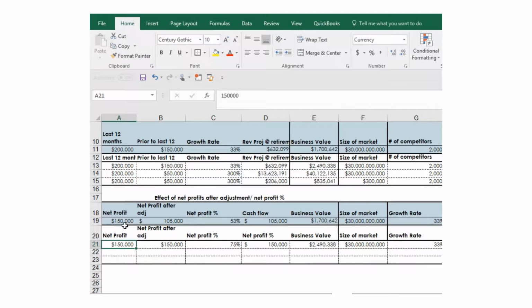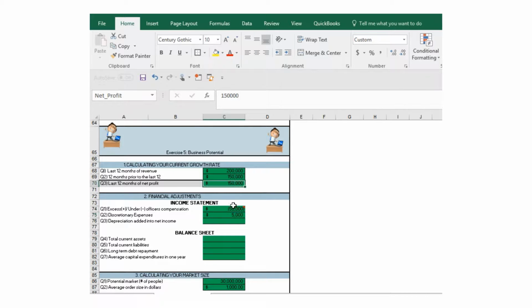Now let us see what effect net profit has on the business value. To do this, we look at a blue shaded area again and copy and paste the value to the white area. So we'll go back to the data entry tab and look at our net profit. Let's delete any adjustments because we'll examine that later.